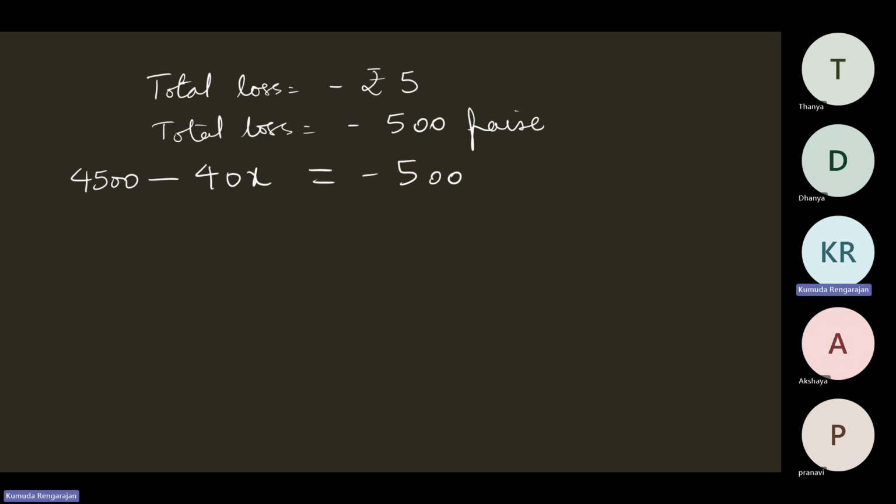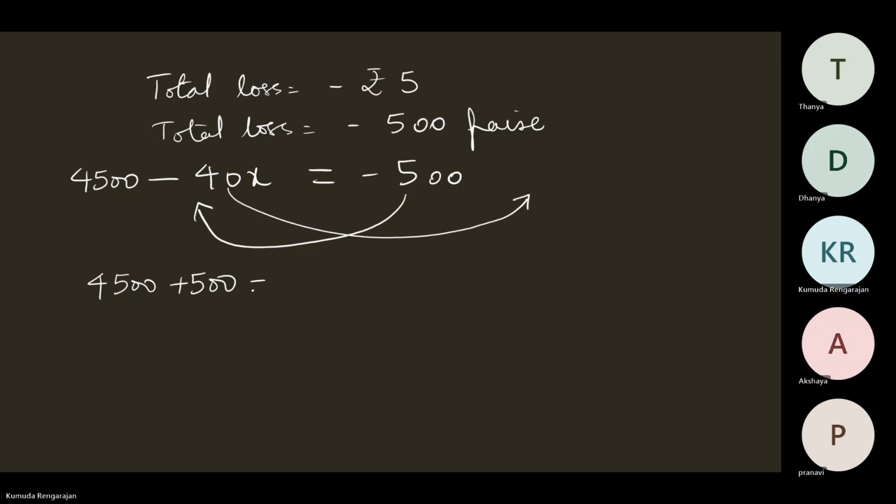How will you transpose? What will happen to minus 500 if it comes here? Plus 500. What will happen to minus 40 if it goes here? Plus 40. I had made a mistake here, children. I wrote 5,000 paise, so I corrected that. 5 rupees is 500 paise. I had written 5,000 earlier. Okay, so now this 500 is equal to 40x, correct? Yes, ma'am.